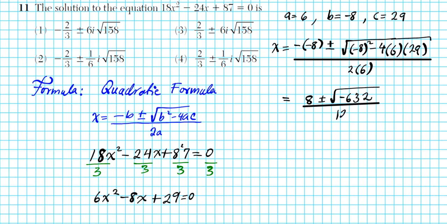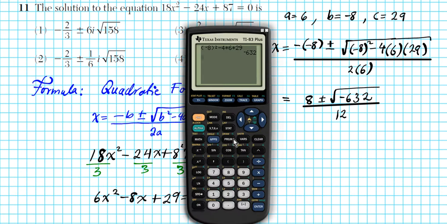Now, how do we reduce this radical right here? It's always beneficial to look at your options and have it guide your problem solving process. If you take a look at the 4 options, they all have 158 as the radicand. So what does that tell us? It gives us a hint that there's a strong possibility that 158 goes into negative 632 by a perfect square factor. Okay, so let's go ahead and verify that hypothesis with our calculator.